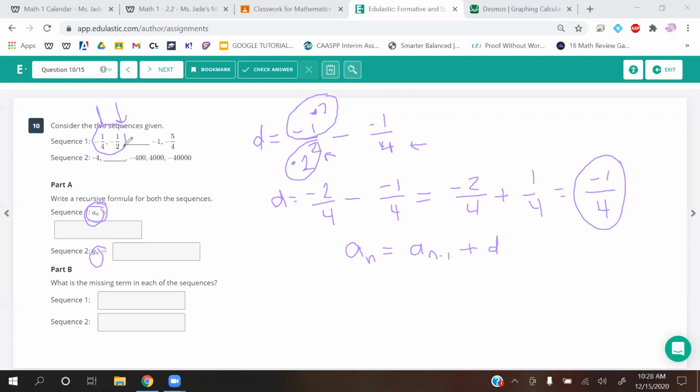For arithmetic, it just looks like a sub n is equal to a sub n minus 1 plus d. All right, so the only thing we have to plug in for this is the common difference. So it will look like, give me a second to write it. It will look like that. Okay, so that's what we're going to type.